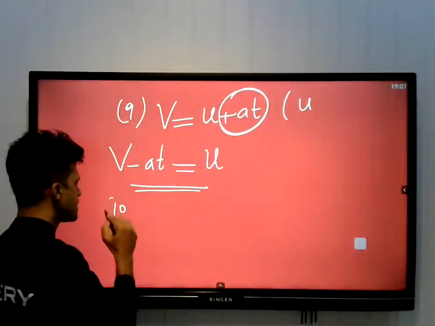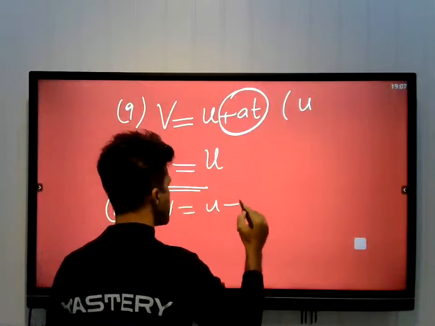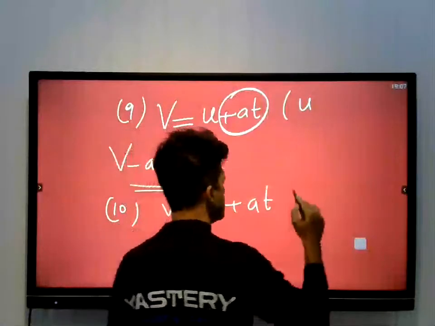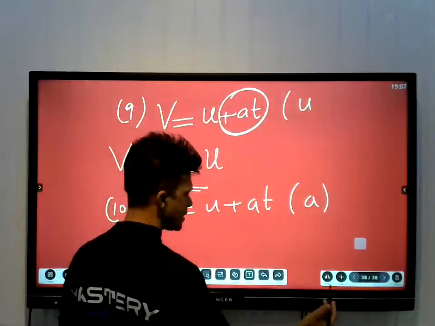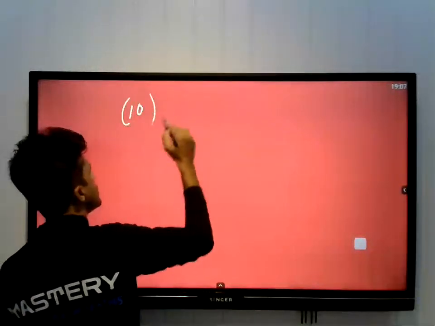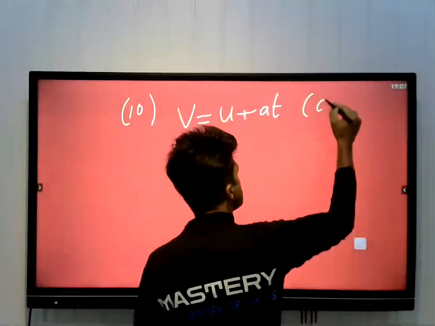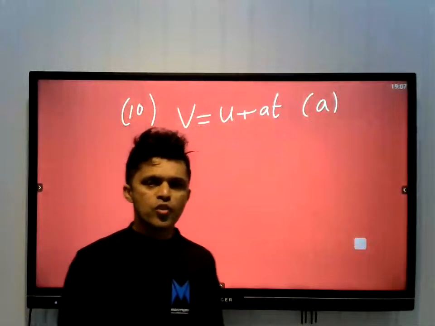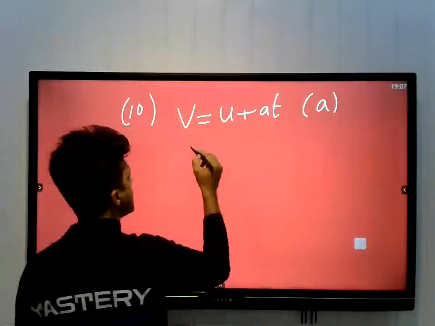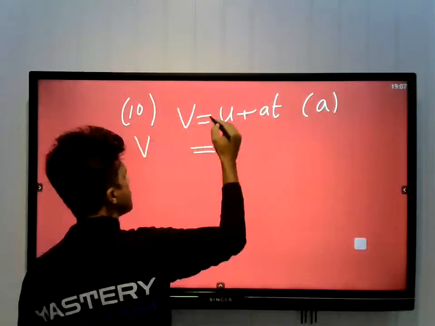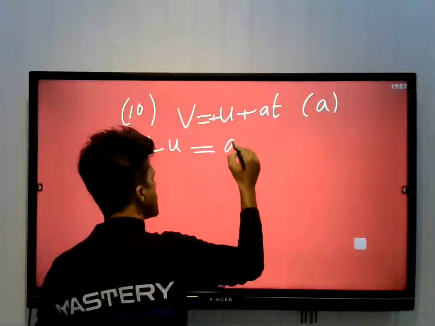Now the 10th one is V equals U plus AT. Let's write the term A as the subject here. How do we write the term A as the subject? V plus U becomes minus U, equals to V minus U equals to 80.